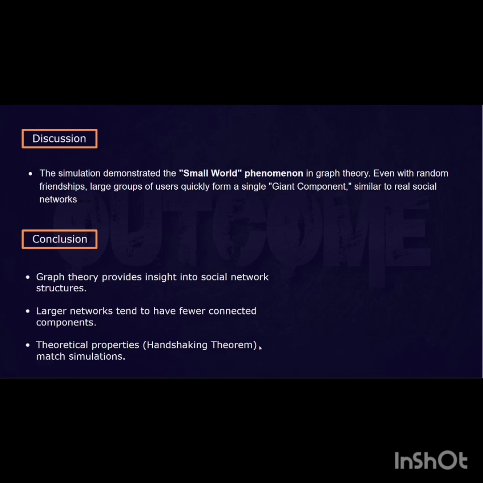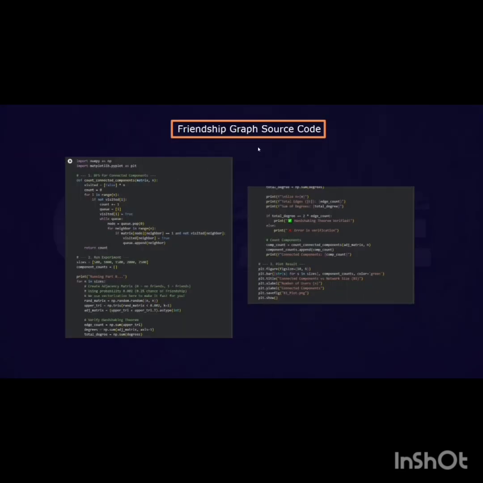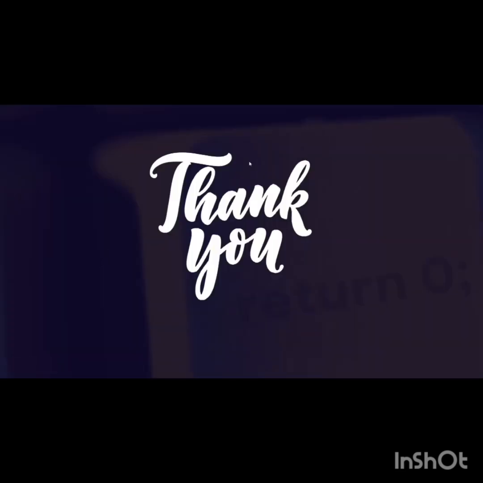In conclusion, our short project successfully verified that linear search follows linear time complexity and that random graph simulation can accurately model social network behaviors. Here is the source code of our friendship graph, and thank you for watching our mini project.